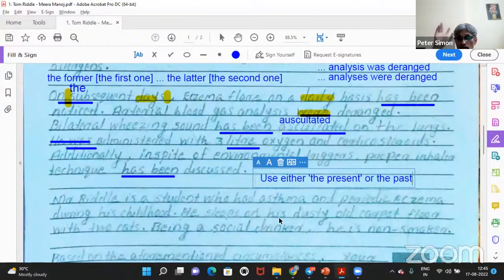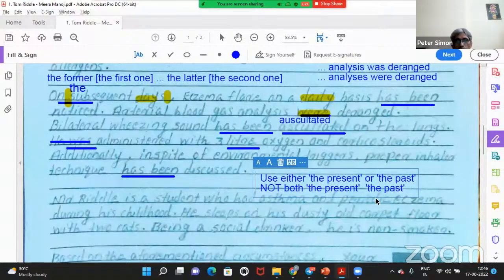Do you understand what "either or" is? Either or means any one, not both. Now here there's a mistake. Use either the present or the past, not both the present and the past. So use the first option. Any one, not two. That's the point.